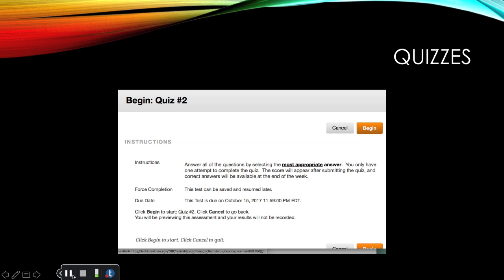Lastly, there will be 5 quizzes, one at the end of each module. Each of these quizzes is comprised of 10 multiple choice questions and is worth 10 points. You will be able to take the quiz the last week of the module. It will appear in the module folder and will disappear at 12 a.m. the Monday following the module.